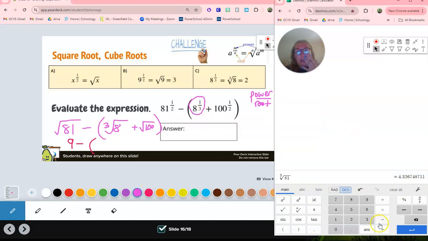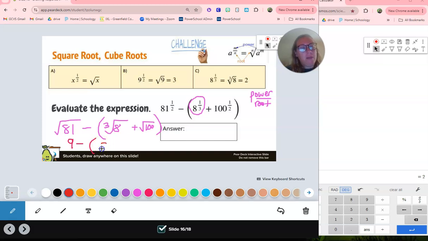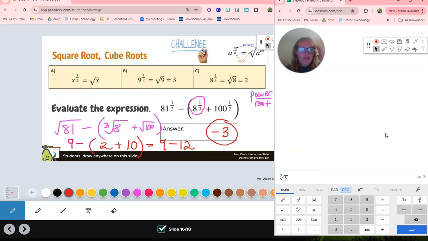So the cube root of 8, maybe you remember that from your perfect cubes, is the number 2. Because 2 times 2 times 2 gets us 8. And then we're going to add the square root of 100, which is 10. 2 plus 10 in parentheses, simplifying that first, gets us 12. And 9 minus 12 is negative 3. Beautiful. So that is all the practice notes.